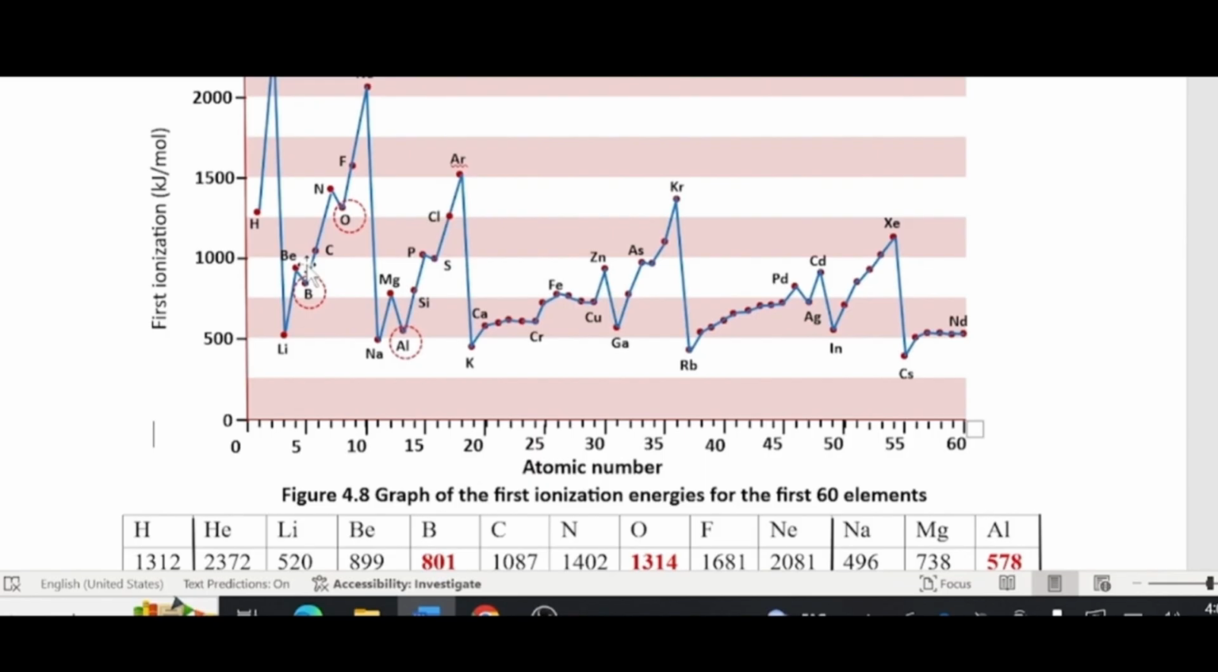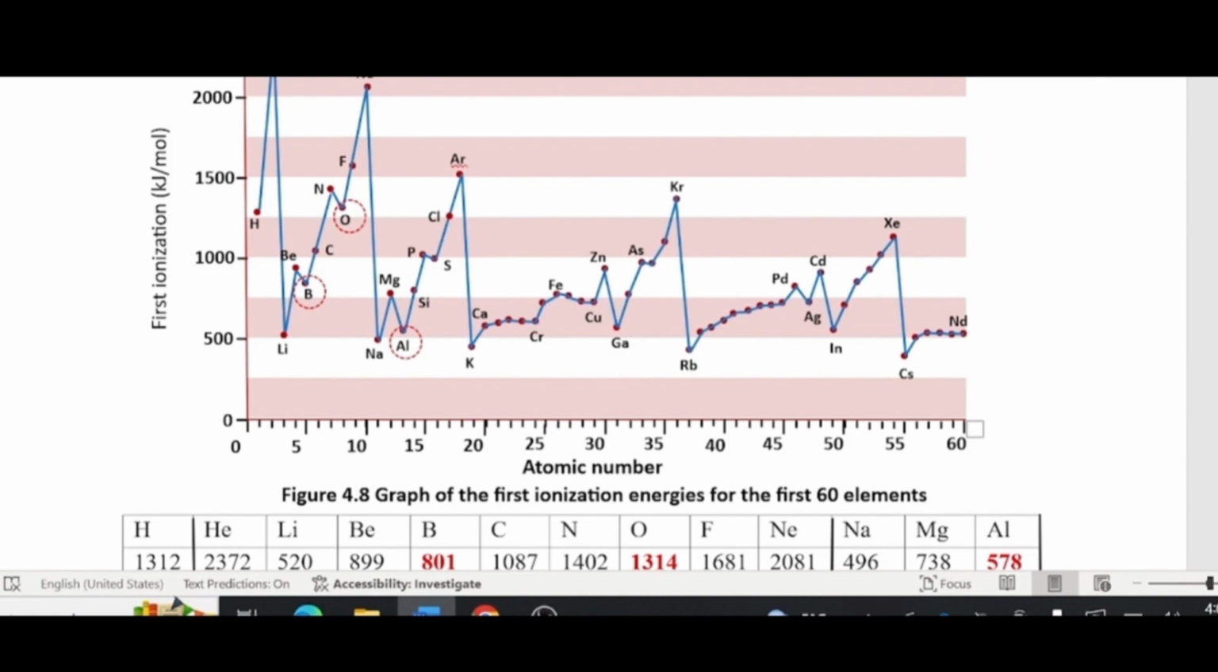But look what happens here. Boron has a greater nuclear charge than beryllium, yet it has a smaller first ionization energy than beryllium. That is something we look into. Because if you remember, beryllium, boron, carbon, nitrogen, fluorine, as you move from left to right of a period, the effective nuclear charge increases and the atomic radius decreases. And therefore, as you move from left to right, one would expect that the first ionization energy will keep increasing.